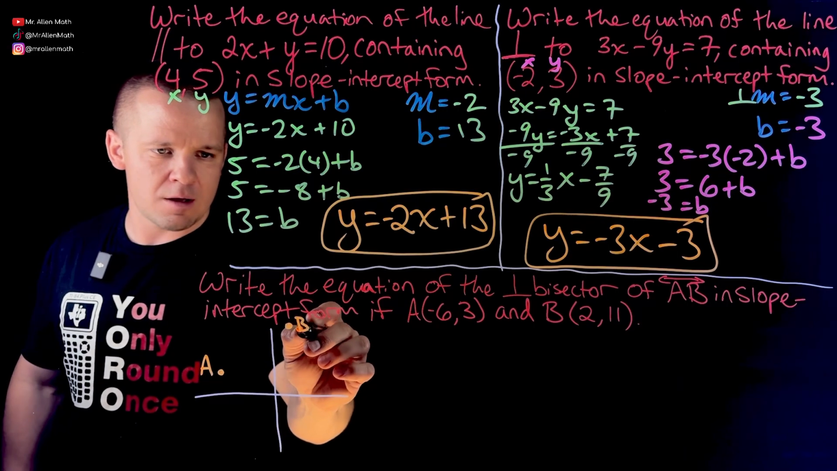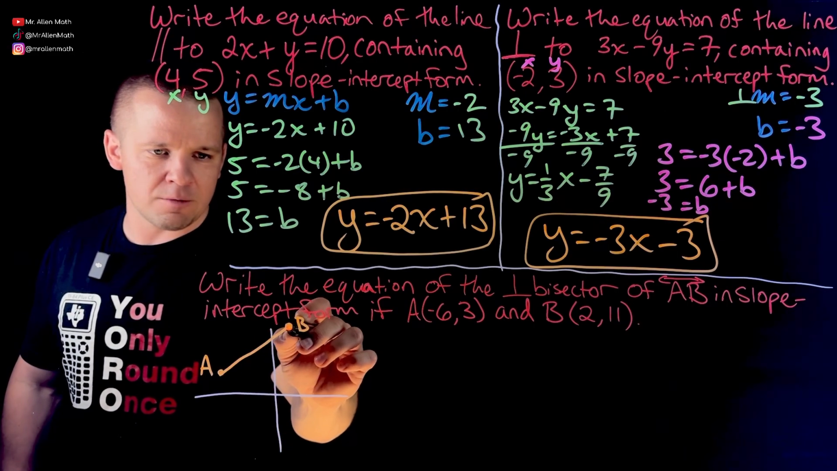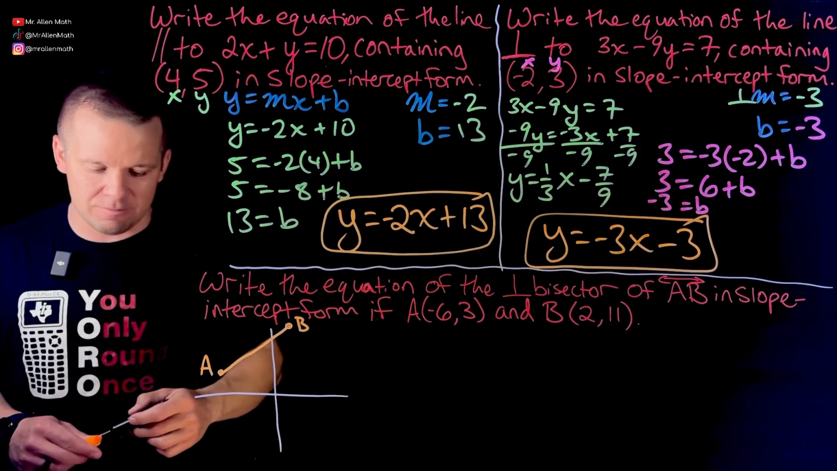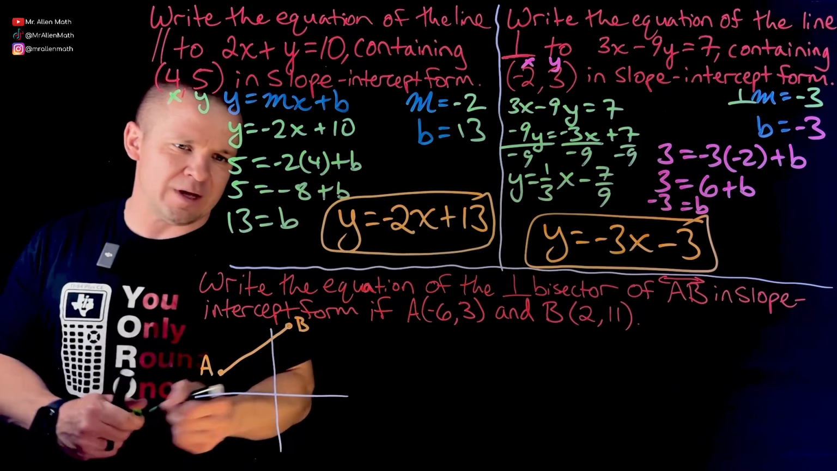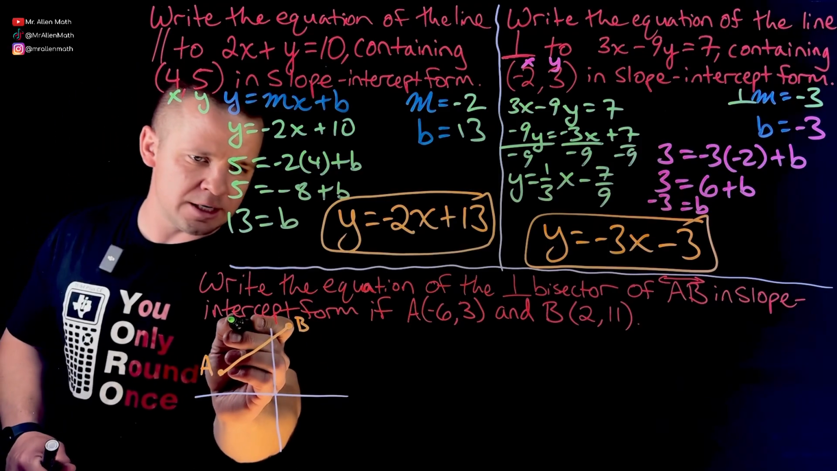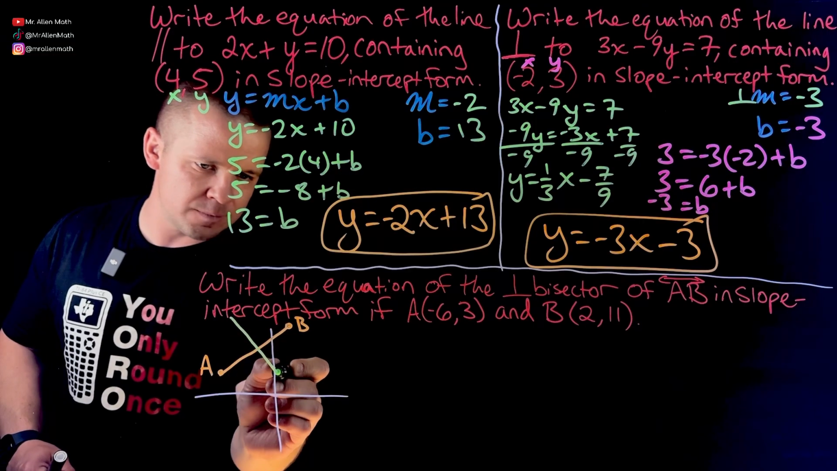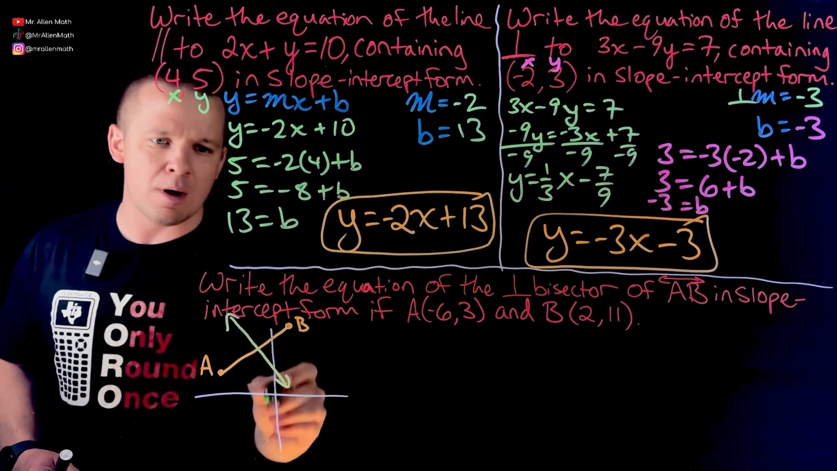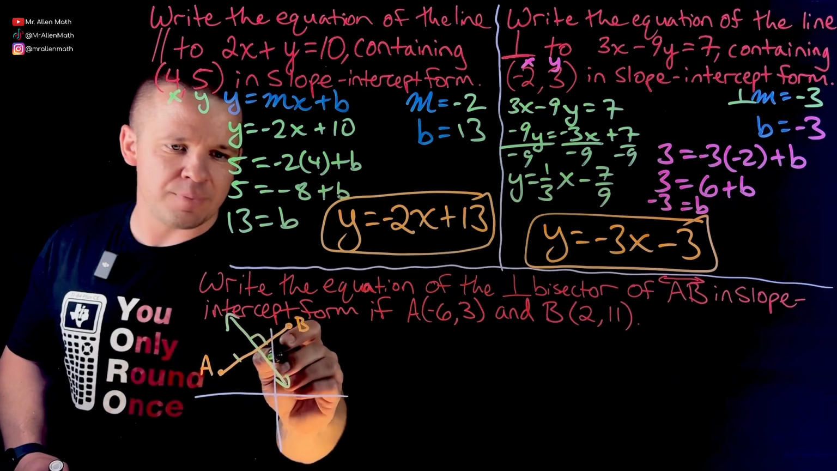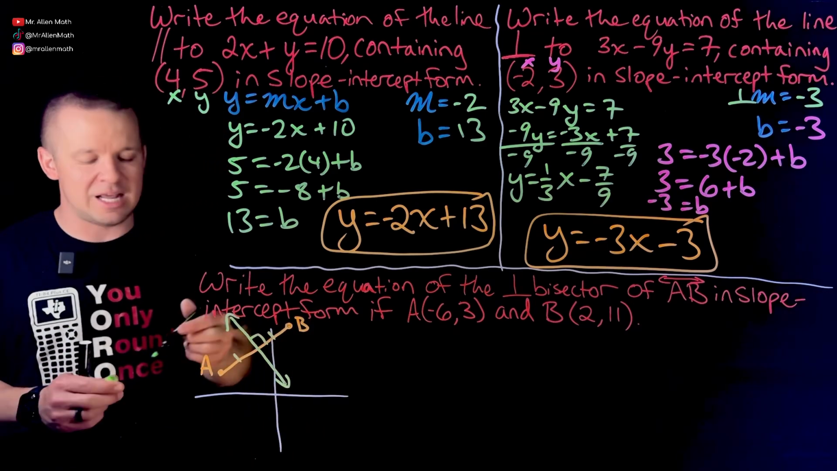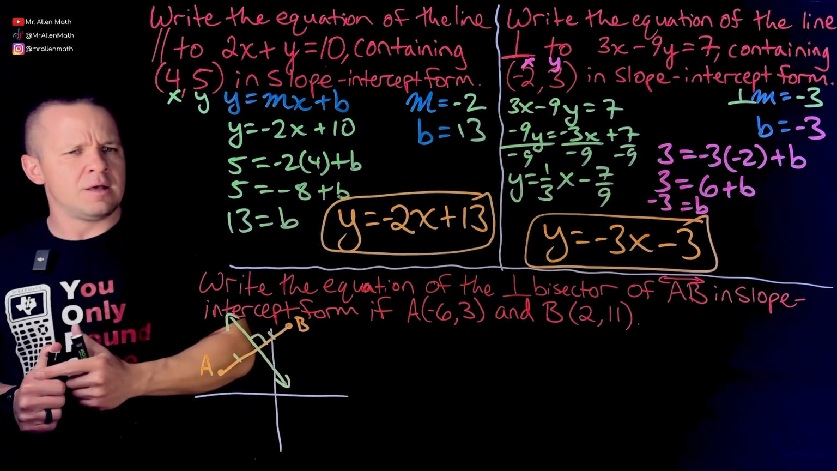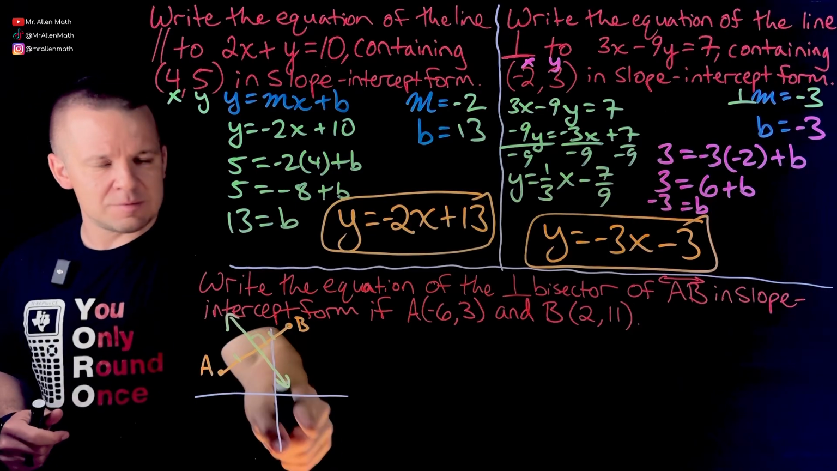Okay, this is B. So I want to get the perpendicular bisector of that line, right? So we're looking at something that needs to be perpendicular, so a right angle, and it needs to go through the middle there, right? So this is essentially what I'm trying to do. Perpendicular, and it bisects it, okay? So it's going to be splitting it evenly on each side there. So that's what I'm looking for. This is my goal here, right?